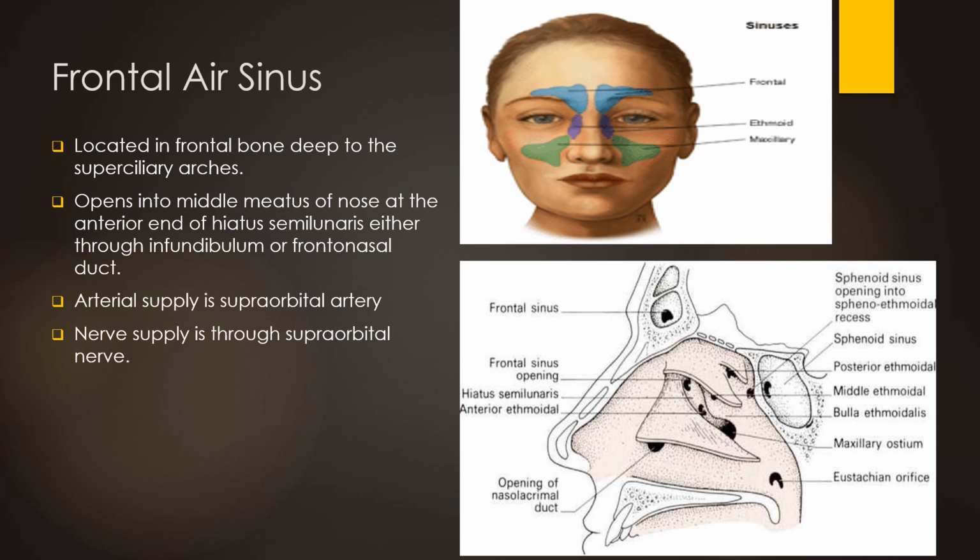Now let's first discuss the frontal sinus. The frontal sinus is located in the frontal bone deep to the superciliary arches. You can see the superciliary arches, and it opens into the middle meatus. Of course, we did it in the previous slides that it opens into the anterior part of the hiatus semilunaris, also known as the infundibulum, and it is supplied by the supraorbital artery, and the nerve supply is the supraorbital nerve. So the frontal sinus is located in the frontal bone behind the superciliary arches, opens into the middle meatus of the nose at the anterior part of the hiatus semilunaris, supplied by the supraorbital artery and supraorbital nerve.